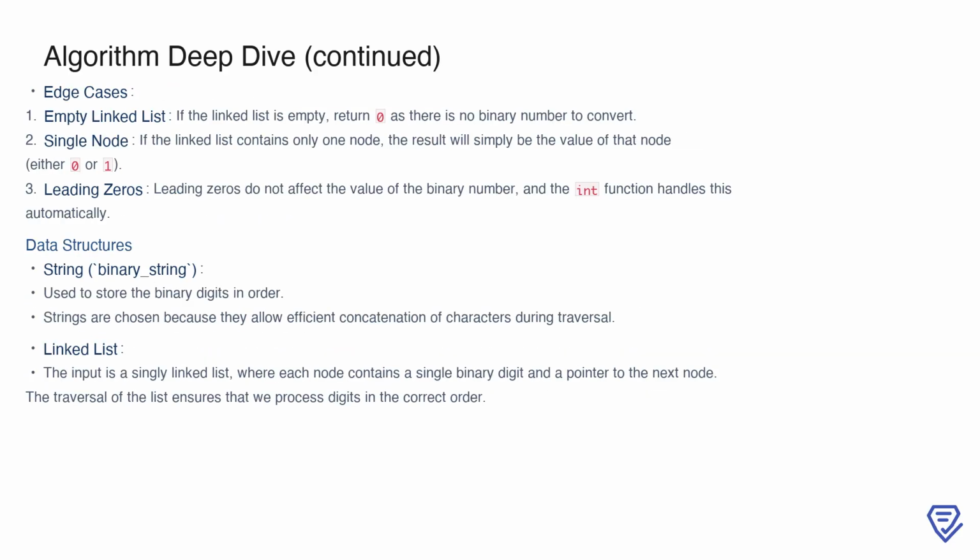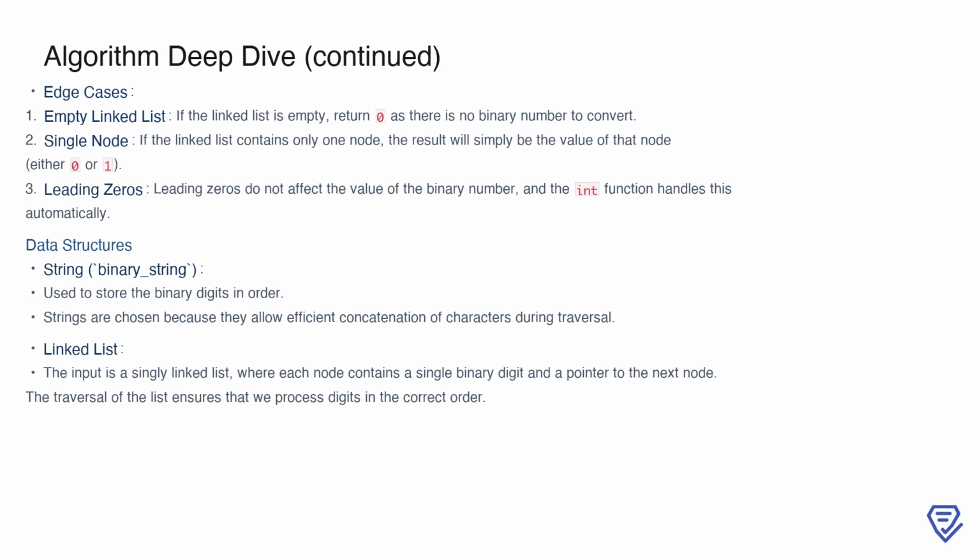Now, let's consider some important edge cases for this algorithm. First, if the linked list is empty, there are no binary digits to process, so we simply return 0. Next, if the linked list contains only one node, the result will be the value of that single node, which will either be 0 or 1. Another consideration is leading zeros in the binary number. These do not affect the final decimal value, and Python's int function handles them automatically during the conversion.